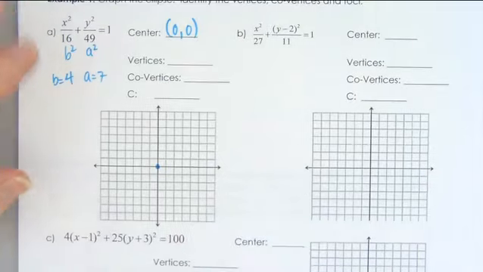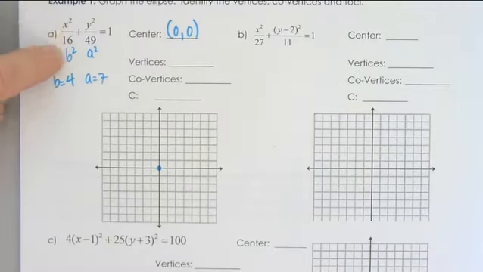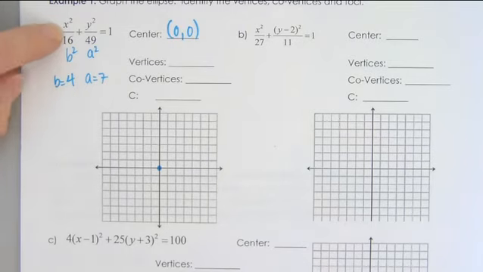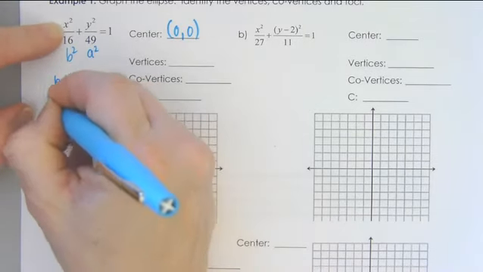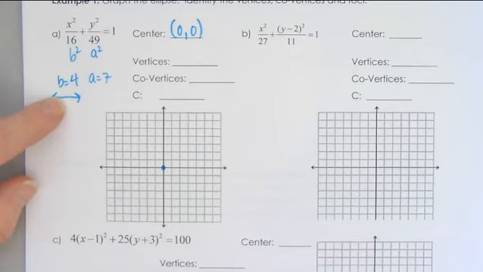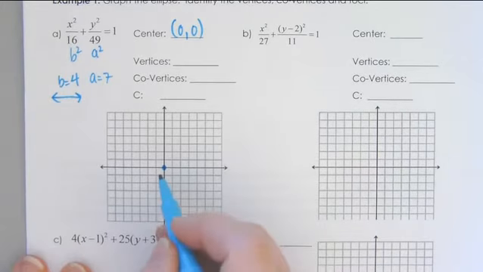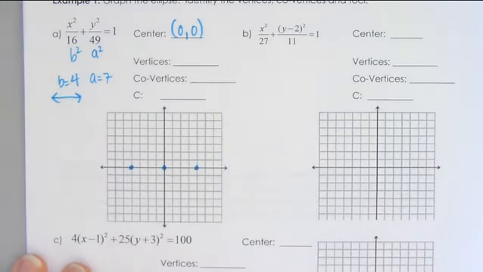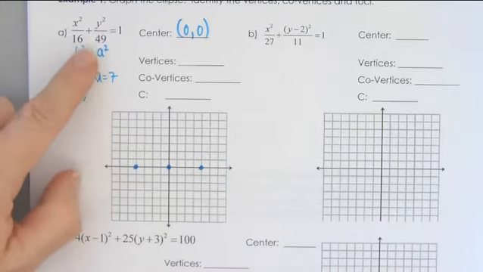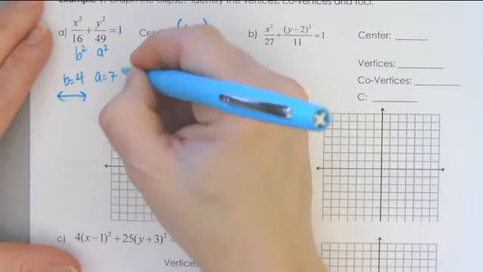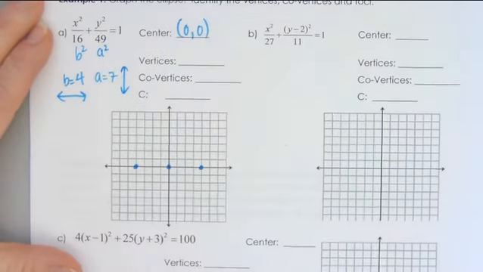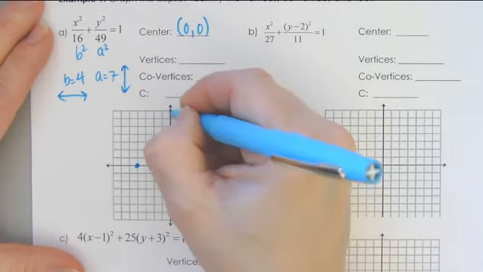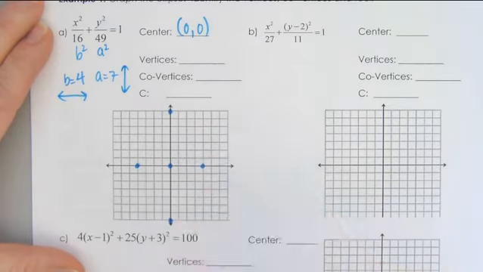Now here's what I mean about not worrying if it's a or b. The b squared, this number, is under x. Your x-axis goes left and right, so this is going to tell us to go left and right 4 spaces from the center. So you're going to go left 4 spaces, and you're going to go right 4 spaces. The a, the 49, was under the y. Your y-axis goes up and down, so that's going to tell you to go up 7 spaces and to go down 7 spaces from the center. So you can see your ellipse forming here.